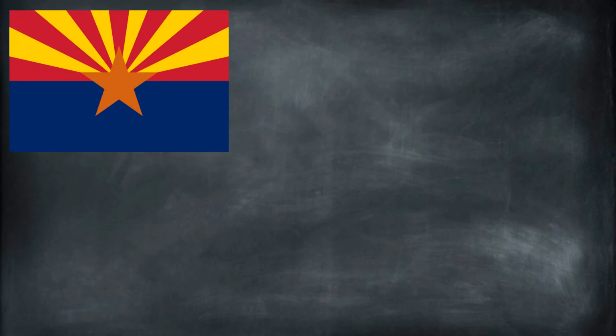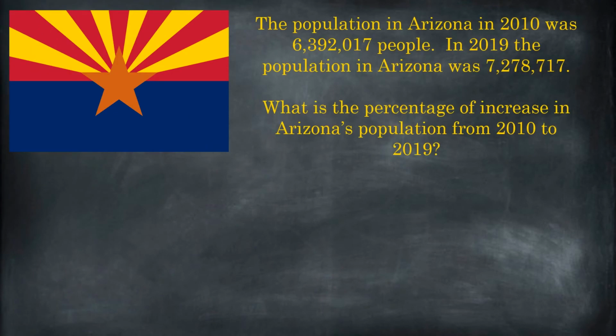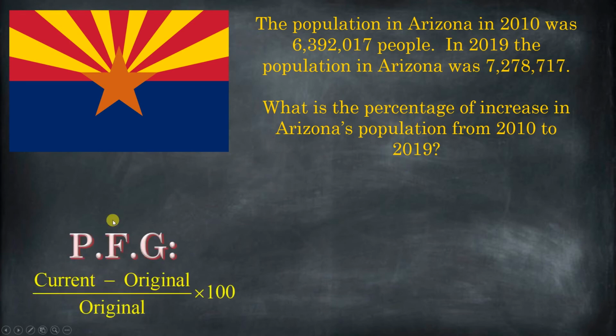Let's talk about the wonderful state of Arizona. In 2010, there were a little over 6 million people in this wonderful Grand Canyon state. In 2019, that number was up to about 7.3 million people, right? So the question is, what is the percentage of increase from 2010 to 2019? So here's how we're going to do this. We first write our formula. So there's our formula: current minus original, divided by the original. And of course, you're going to change that into a percentage by multiplying by 100, right?